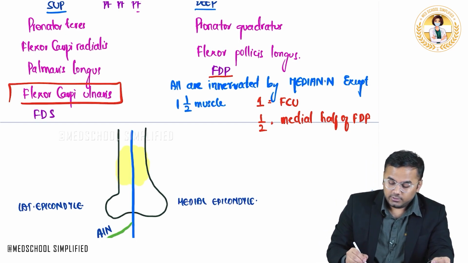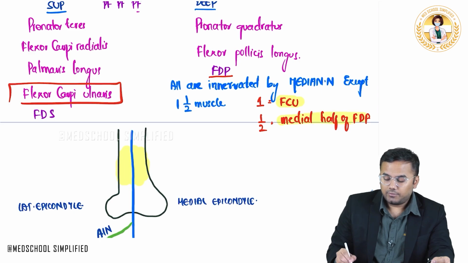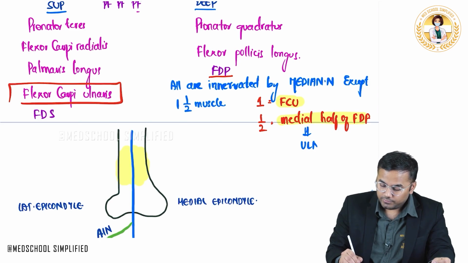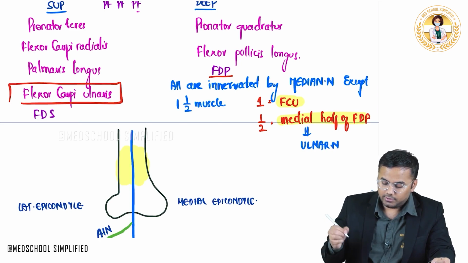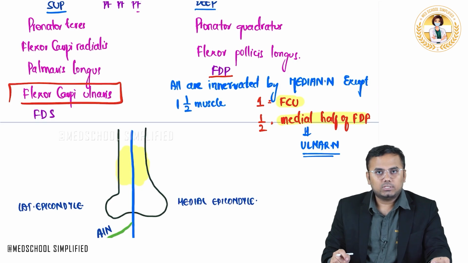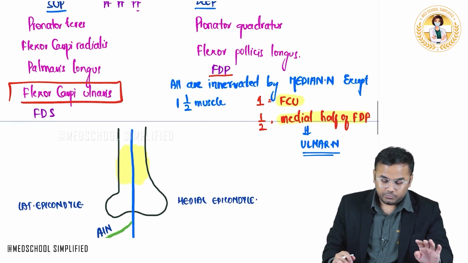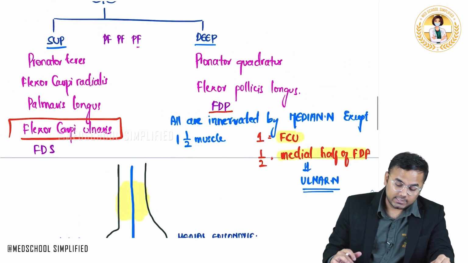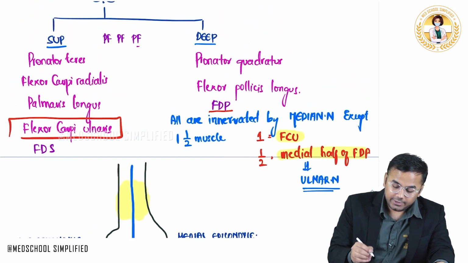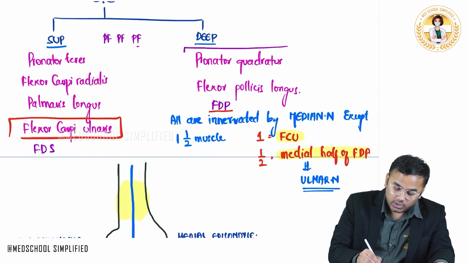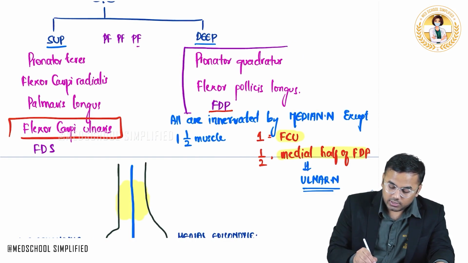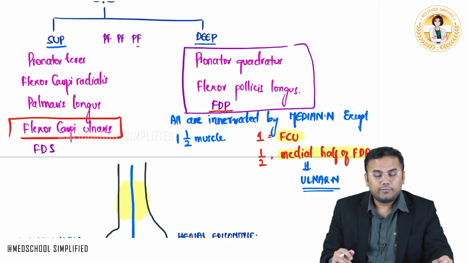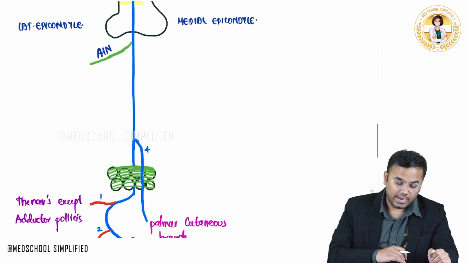Who is supplying this flexor carpi ulnaris and the medial half of flexor digitorum profundus? They both are supplied by the ulnar nerve. So now let us enter into the topic. The anterior interosseous nerve mainly supplies your pronator quadratus, flexor pollicis longus and FDP. So these 3 muscles are innervated by a branch of the median nerve, that is the anterior interosseous nerve.